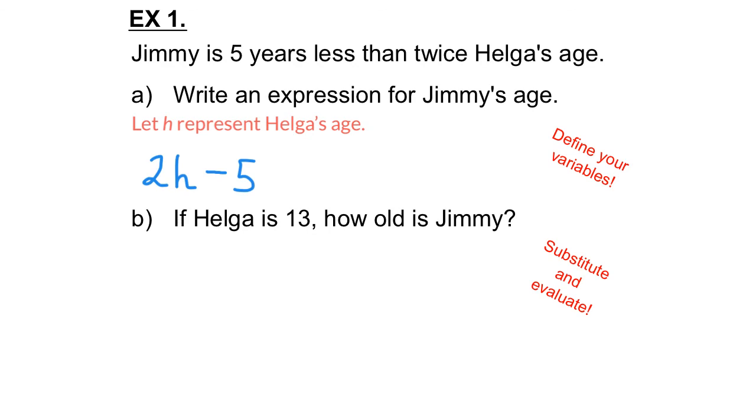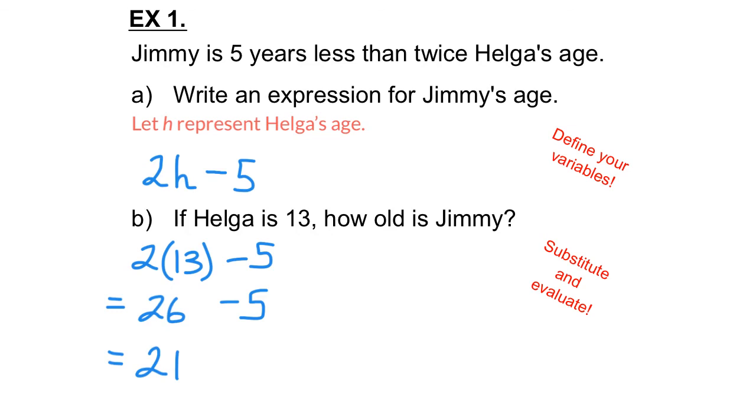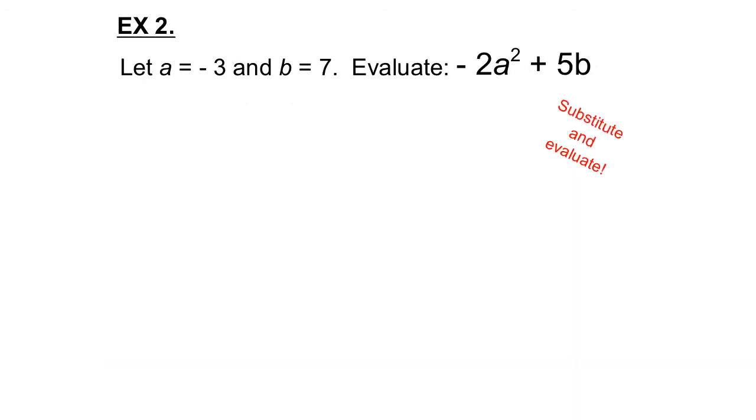So my expression becomes 2 times 13 minus 5. And we can just keep doing the math. 2 times 13 is 26, and 26 minus 5 is 21. So we can say, therefore, Jimmy is 21. In this last example, we're going to do some practice substituting and evaluating. Let A equal -3 and B equal 7. Evaluate this expression. So this expression is -2a squared plus 5b.